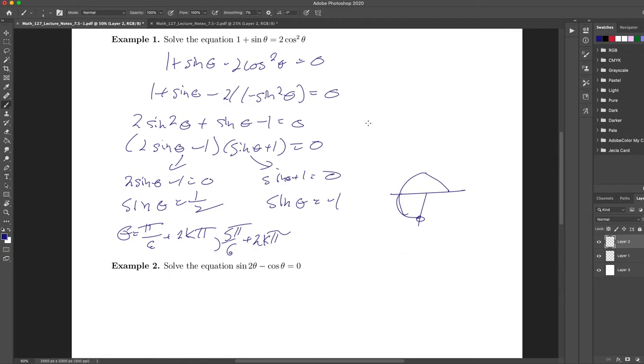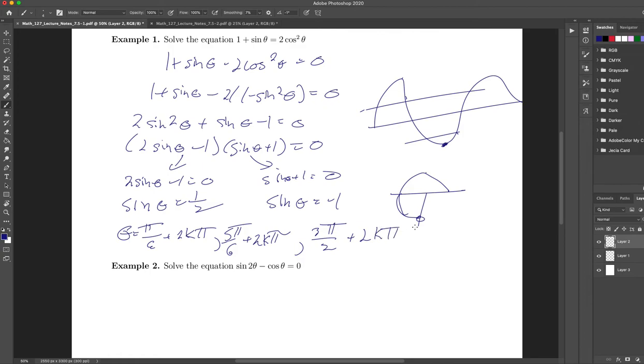And if we look at our little sine wave, notice here it only occurs once instead of occurring twice, like most other values do. Here it only occurs once at the cusp. And so that is at 3 pi over 2, and then of course to make it all solutions we're going to add 2k pi. Okay?